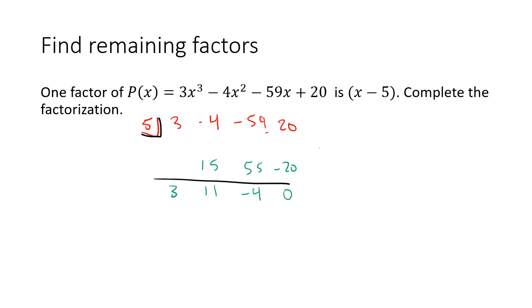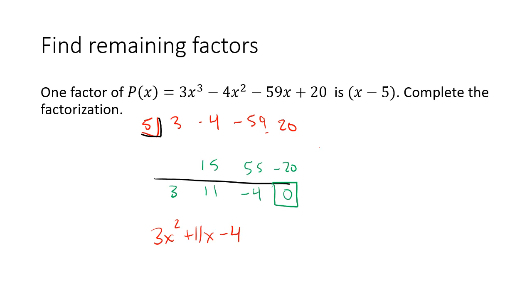So by dividing my original polynomial p of x by x minus 5, which I already knew was one of its factors, it's good to see that the remainder is 0, just to confirm that. I end up with a quotient of 3x squared plus 11x minus 4. And then all I need to do is factor that. And that's just a quadratic, so we can factor that using our normal way of factoring quadratics.